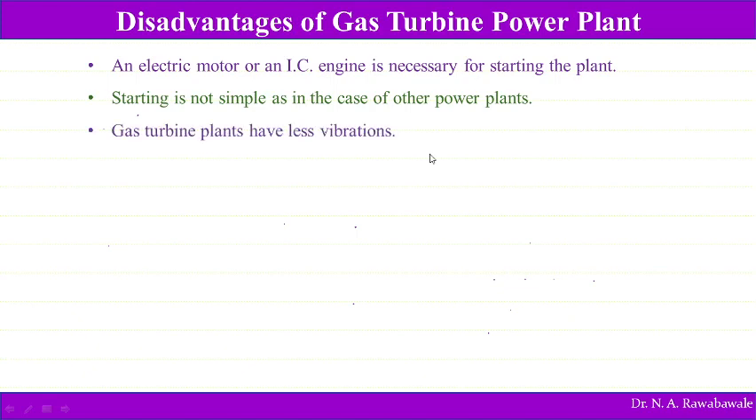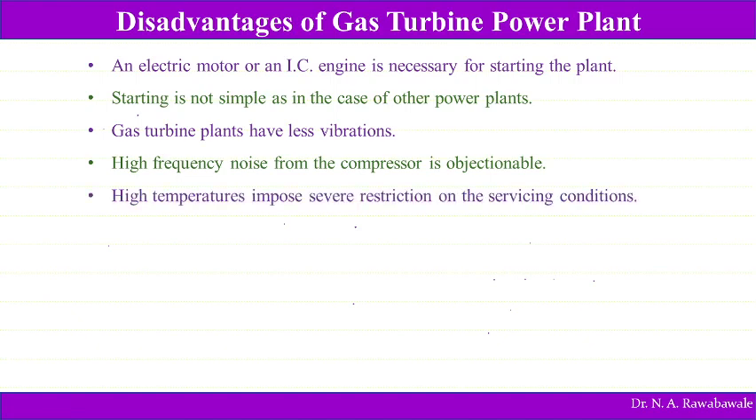Gas turbine plants have less vibration, which is one kind of advantage. Then, high frequency noise from the compressor is objectionable. As the compressor is used in this gas turbine power plant, high frequency noise is produced in the compressor, and that is objectionable to the occupants or people residing around this system.